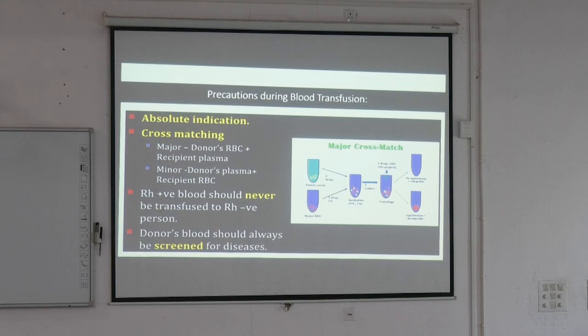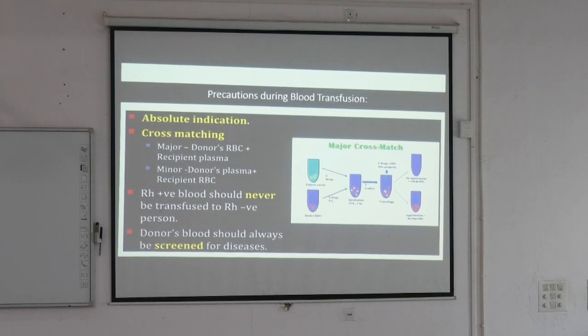What is major cross-matching? It tests between donor RBC and recipient plasma. As the donor RBC has the maximum chance of carrying antigen on its surface, there will be maximum hemolytic disease or transfusion hazard reaction, hemolysis, if the ABO blood group is not matched. So major cross-matching is donor RBC and recipient plasma or serum, and minor cross-matching is donor plasma and recipient RBC. Rh positive blood should never be transfused to an Rh negative person.